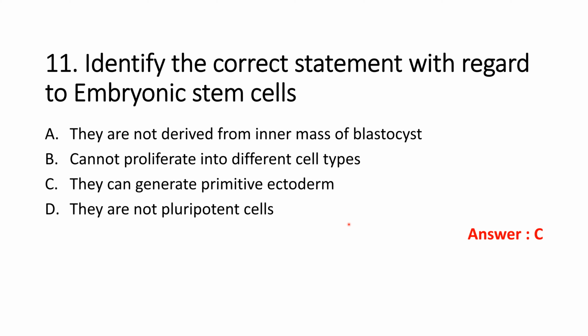Embryonic stem cells have the capacity to generate primitive ectoderm because they are derived from the inner cell mass of the blastocyst and have the capacity to differentiate into cells representing the primitive ectoderm. Primitive ectoderm is the layer of cells that forms during early development and gives rise to many different cell types including skin, hair and nerve cells.